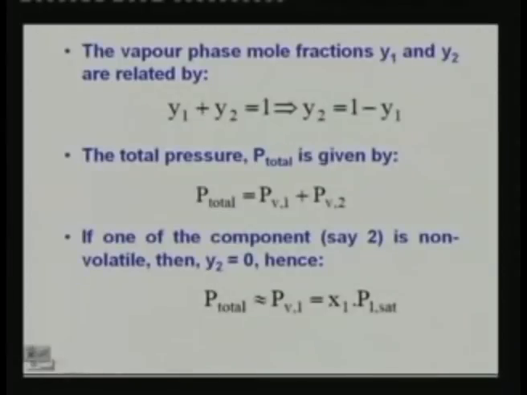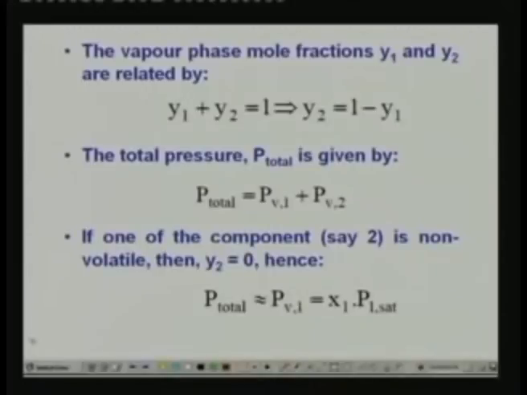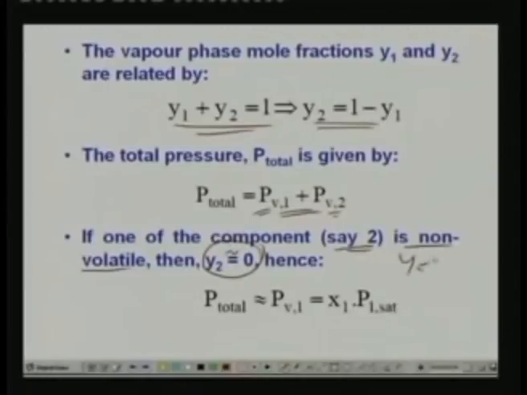So, you can easily show that the vapor phase mole fractions Y1 and Y2 are related by this expression, Y1 plus Y2 is equal to 1, just like your liquid phase mole fractions. So Y2 is 1 minus Y1, and the total pressure is nothing but the sum of the pressures exerted by component 1 plus component 2, PV1 plus PV2. Suppose you have a component which is non-volatile, let us say component 2 is non-volatile, then Y2 is almost equal to 0. That means only the volatile component boils off, and Y2 is equal to 0. That means Y1 is equal to 1.